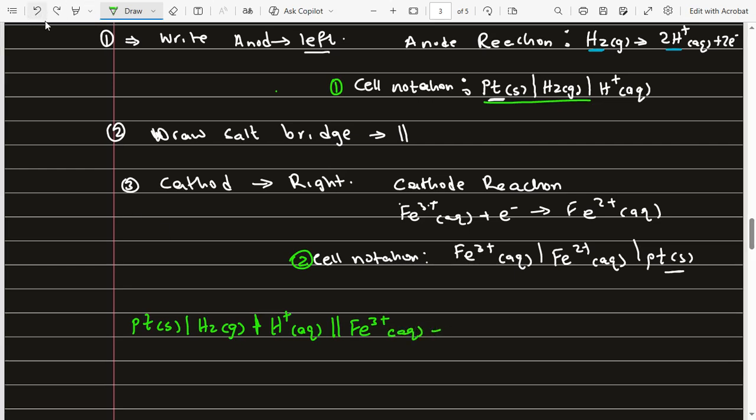See, now I'm putting a plus sign. Then this is Fe2 plus. Then this is in aqua solution. Then this is the Pt, which is in solid state. Then you are done. You'll definitely get all the marks. That should be the marks for this one.